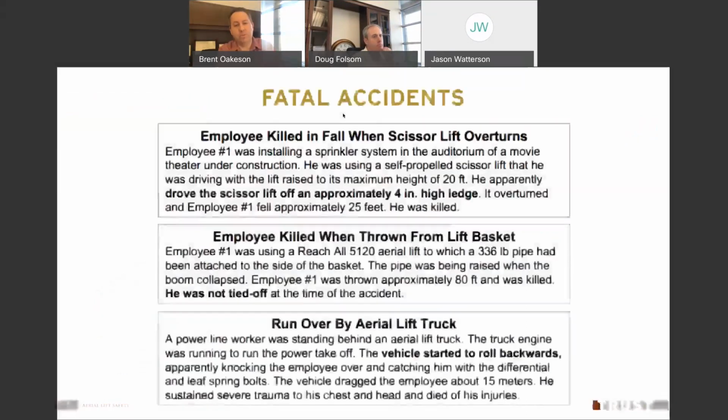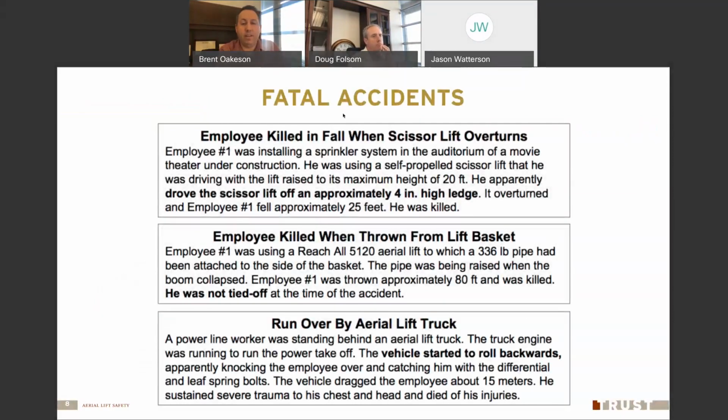Here's some examples that OSHA had investigated of fatal accidents. This is how people had lost their lives. The top one, we had a scissor lift that overturned. So there was an employee that was raised up to about 20 feet high. He drove a scissor lift over a 4-inch ledge, only 4 inches. But that was enough to cause that scissor lift to get overturned and topple over and kill him. And that can happen. The higher you go up in the air, just a small ledge, like a 4-inch ledge or anything less than a foot, can have a huge impact when you're that high up in the air. It really throws things off balance and can cause things to shift.